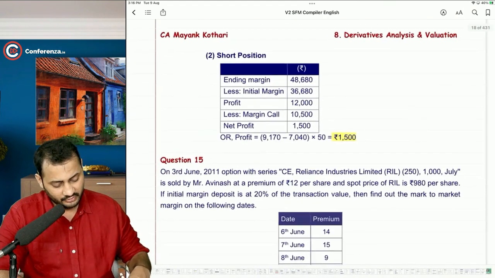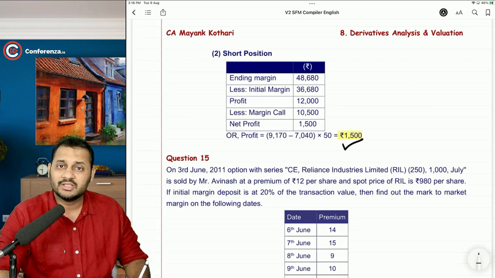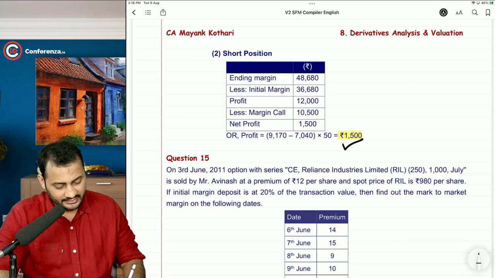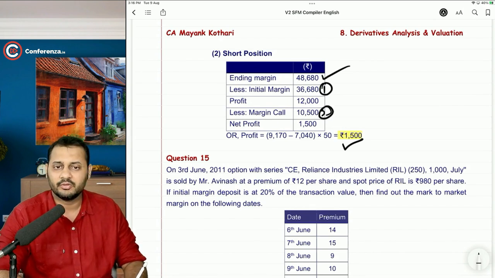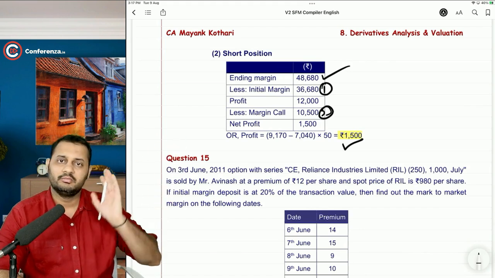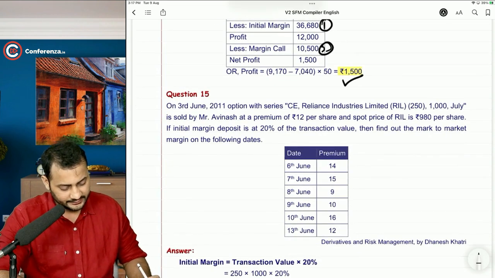Now if you see the other side, the same is the profit to the seller. He paid 36,680. He also paid the margin call in this case, and then he got back this much of the amount. So net profit to the seller and loss to the buyer. I hope you have understood this.